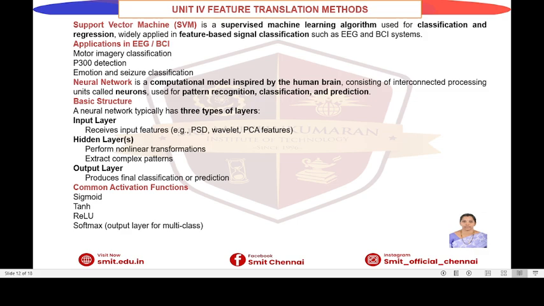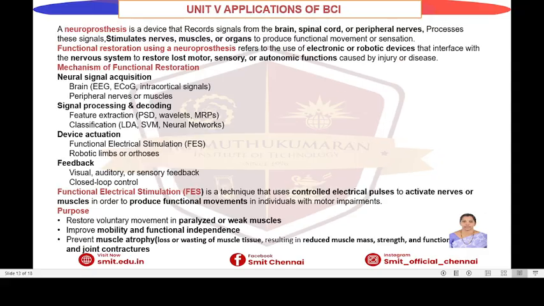So what are the common activation functions which are used in neural networks? Sigmoid, tanh, ReLU, and softmax. Most of the cases sigmoid is used.